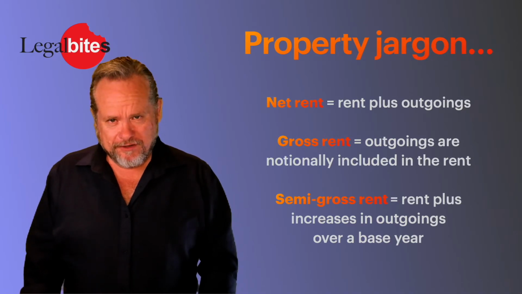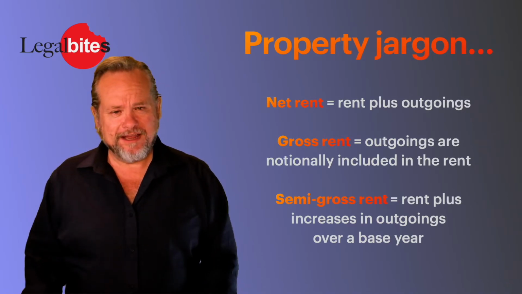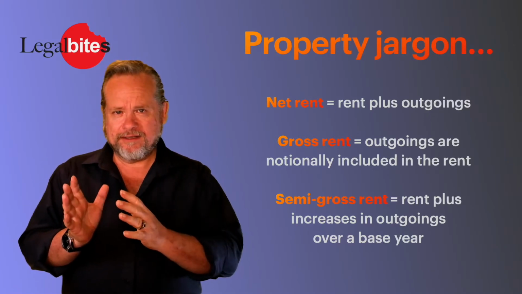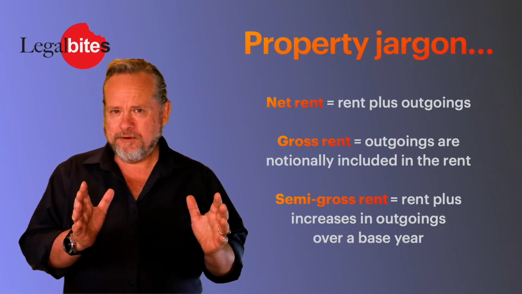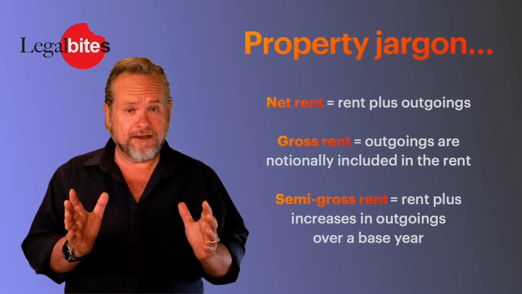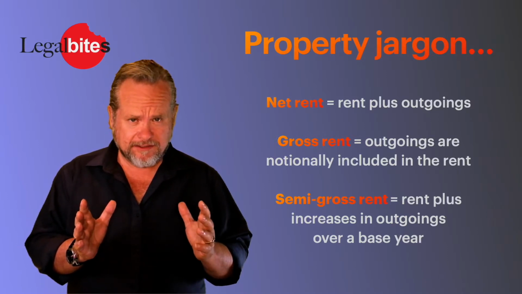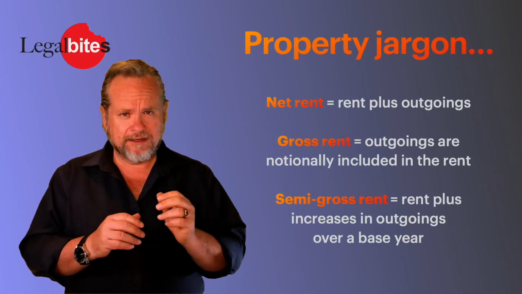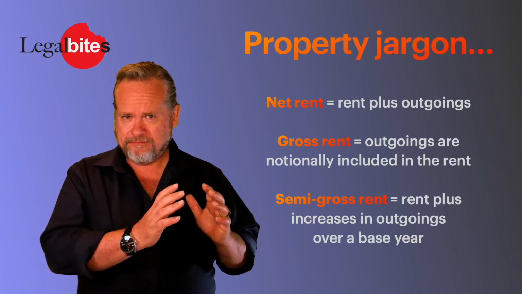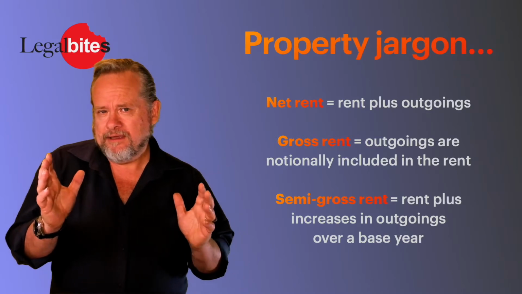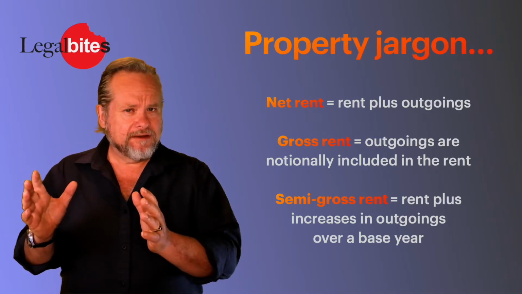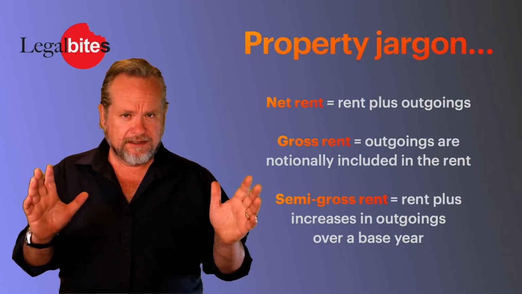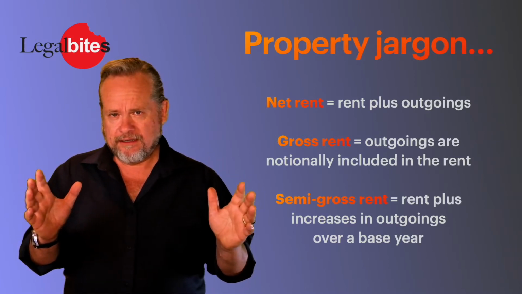So a bit of jargon first. What does net rent mean? Well, net rent is the way we talk about rent plus outgoings. You remember in the last episode we talked about what outgoings are, the operating expenses of running a building. So a tenant pays rent, and on top of the rent they pay outgoings. So think of it, maybe they're paying $900 a square metre for rent and then an extra $100 a square metre for outgoings. So the total rent and outgoings they pay is $1,000.